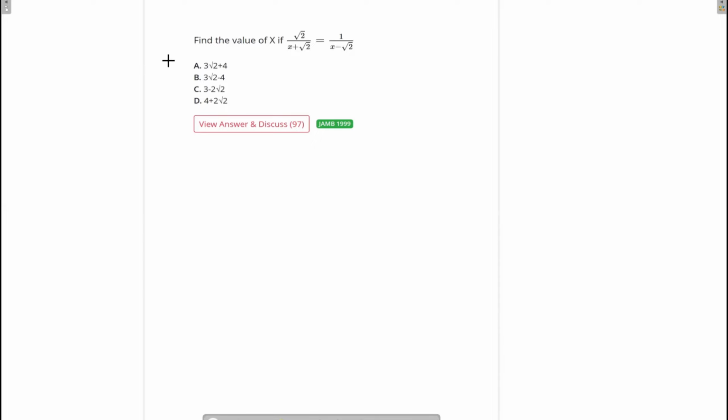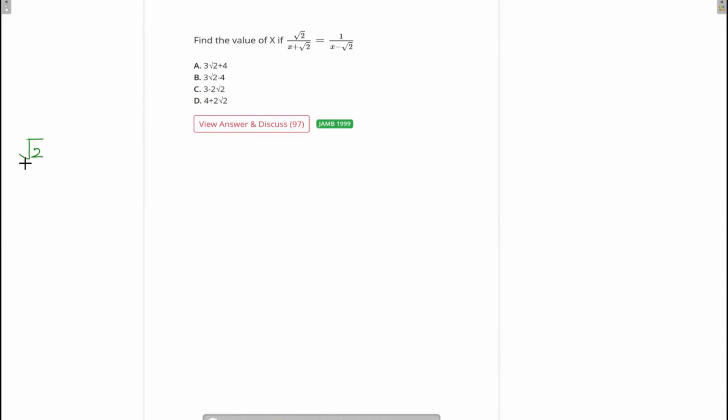This is a topic, these are questions under surds that we need to solve. These are JAMB questions. Now the question says we should find the value of x.